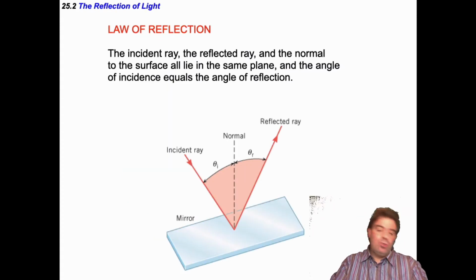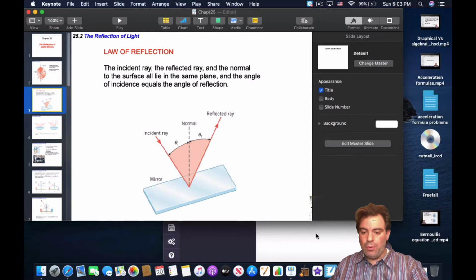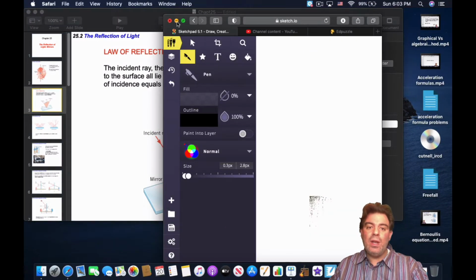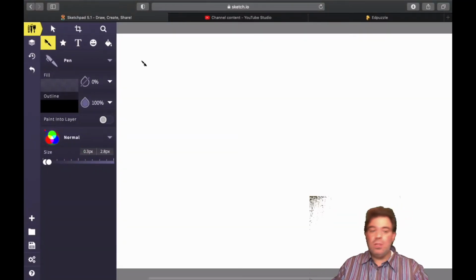Now, let's talk about the law of reflection and what it entails. It simply says that the angle of incidence always equals the angle of reflection. But before we continue with this statement, let's first look at what happens when light simply strikes a boundary. So we're going to go to our sketchbook and we're going to see the two different scenarios.